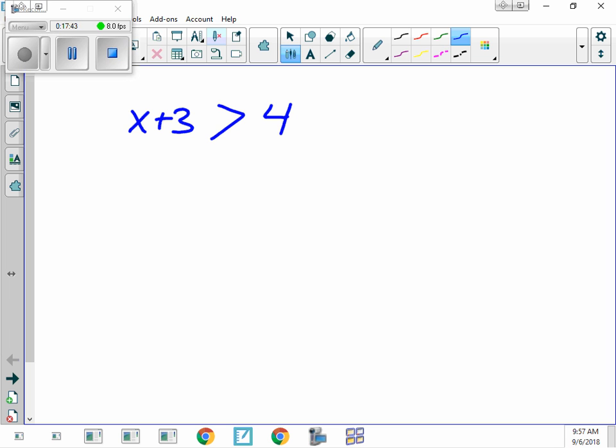Is this balanced? No, it's not. What do we know? The x plus 3 weighs more than the 4. So now, this is what I have.